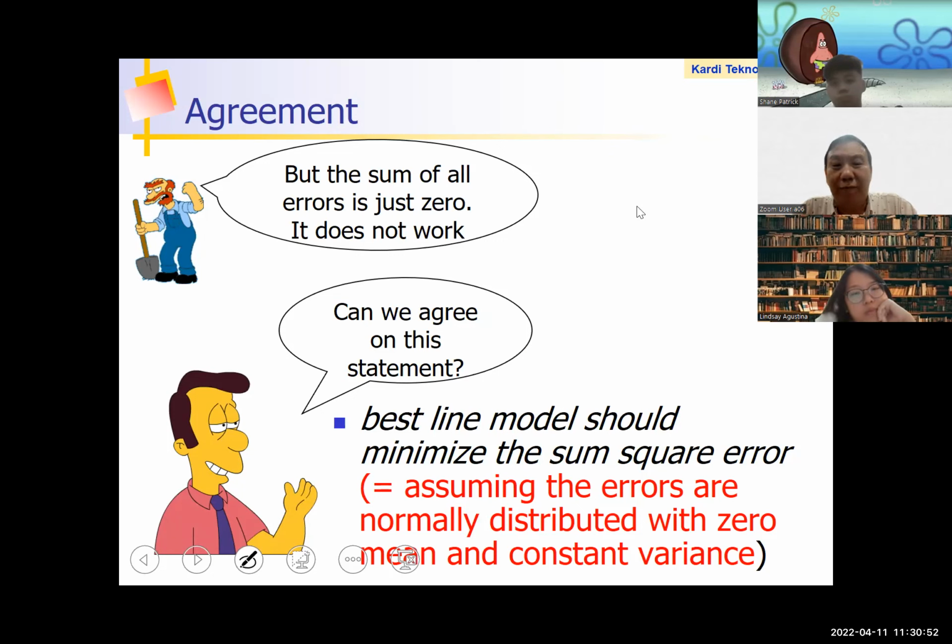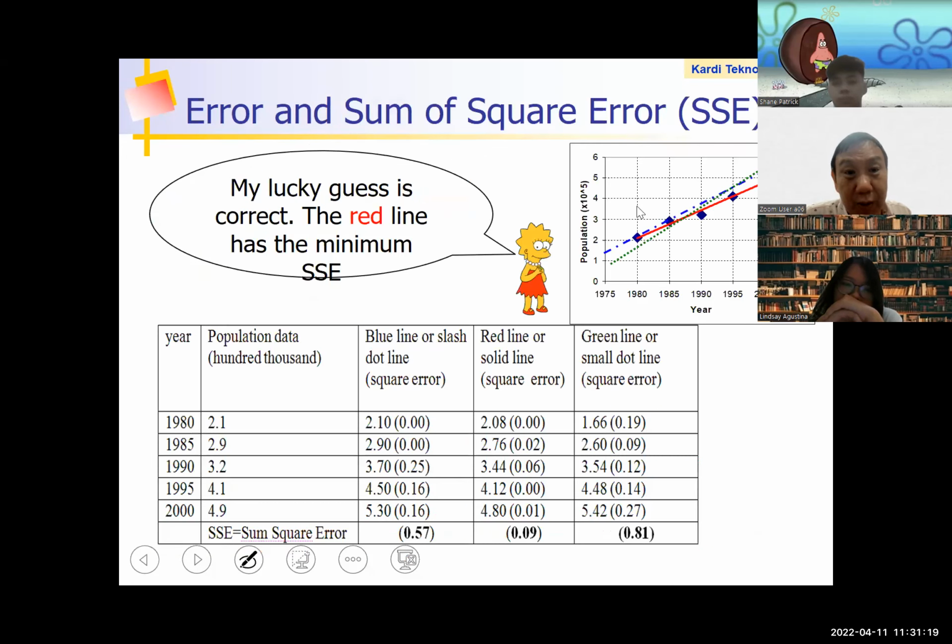But if you sum all of this error, it's just zero because I have positive and negative. So it doesn't work. In that case, similar to the standard deviation and variance idea, we square it. So the baseline should be minimizing the sum square of error. By saying this, we are actually assuming the error must be normally distributed with zero mean and constant variance.